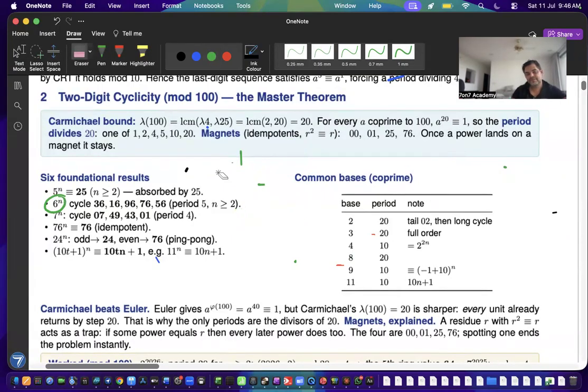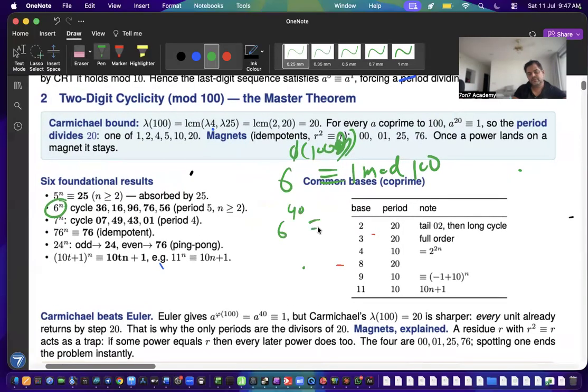6 raised to the totient function of 100 is congruent to 1 mod 100. Any problem on that? It is 100, not 1000. What is the totient function of that? The totient function of 100 is 40. So 6 raised to 40 will give 1 mod 100. Now, how do you break it into a smaller number?